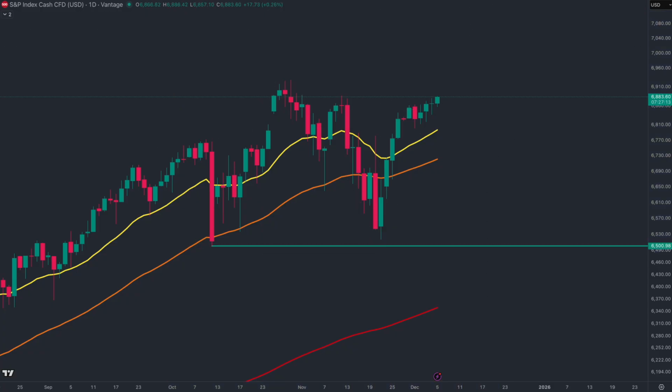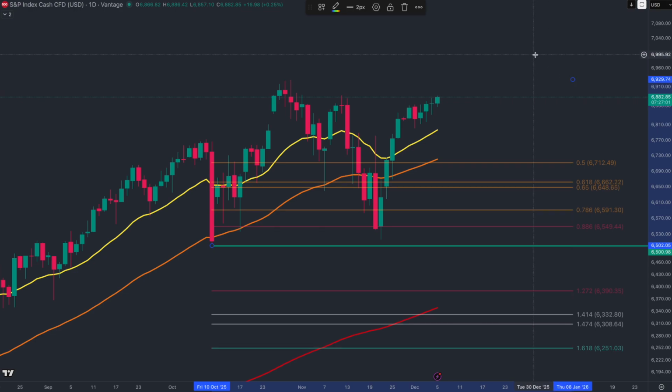So I'm going to show you the exact levels of resistance in today's update that the S&P must break in order to reach this new all-time high. I'm also going to give you the bullish targets. But first of all, I want to show you why this is a key area of support using the Fibonacci.